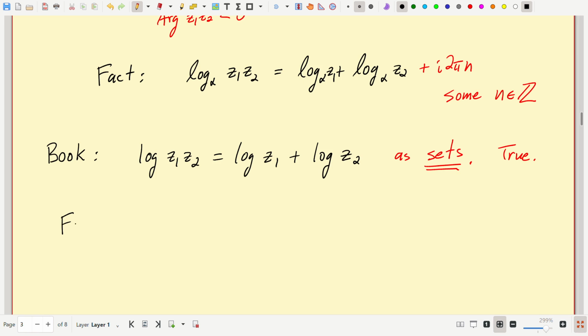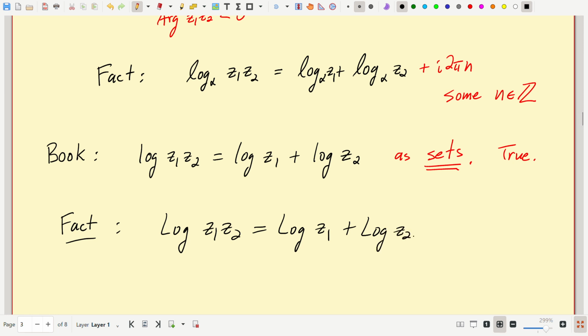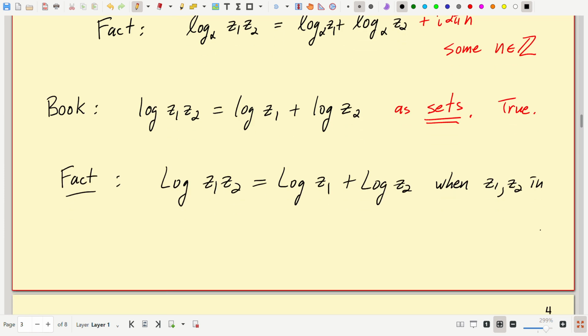Here's a fact that's true. The principal branch of log of z1 z2 equals the principal branch of log z1 plus the principal branch of log z2 when z1 and z2 are in the first quadrant, because then you can't make the angle go past the cut, and you're safe. Anyway, my warning here: we don't have to think too hard about this, but if you think you can just go ahead and use facts you know about log from the real version, you might be mistaken.